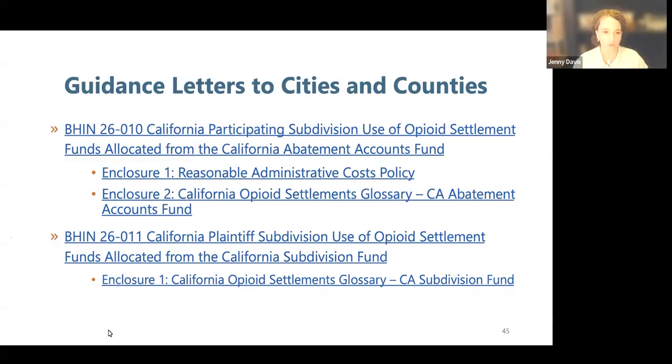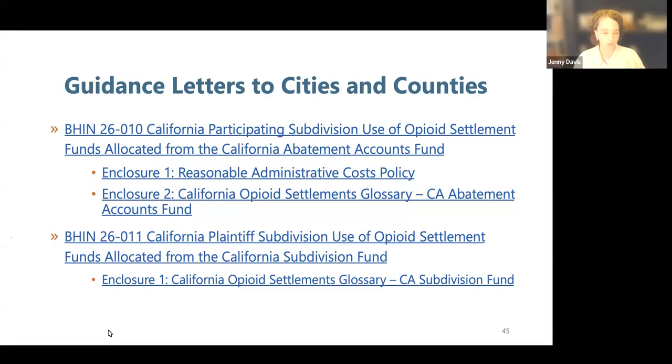More links. So these are our two bins. I've referenced them throughout the webinar. The first one is specific to the California Abatement Accounts Fund. So if you have questions on those high impact abatement activities or that 70% of funds for opioid remediation, go to these links. That's also where you can find our enclosure 1, which is our reasonable administrative cost policy. We also have enclosure 2, which is a glossary, which will probably also be very helpful if this is new to you. We tried to define some of the key words that we use and see very often in these agreements. So we did our best to compile them and offer up some hopefully helpful definitions for you.